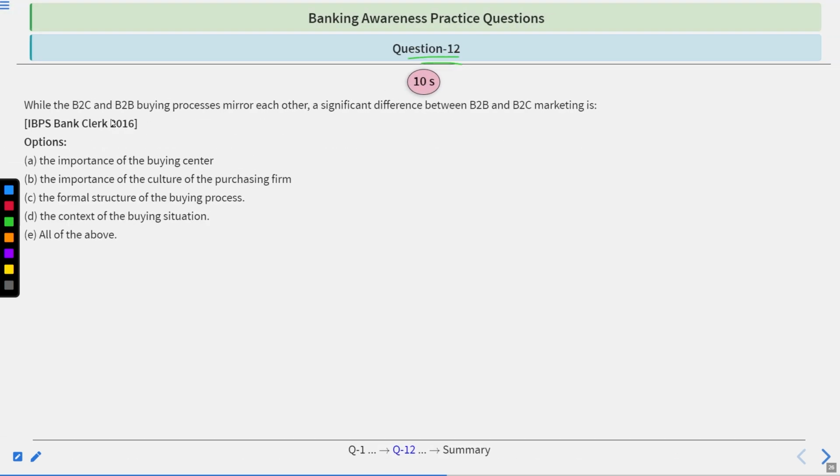Question number 12. While the B2C and B2B buying processes mirror each other, a significant difference between B2B and B2C marketing is: the importance of the buying center, the importance of the culture of the purchasing firm, the formal structure of the buying process, the context of the buying situation, all of the above. To answer this, you will have 10 seconds. Time starts now.